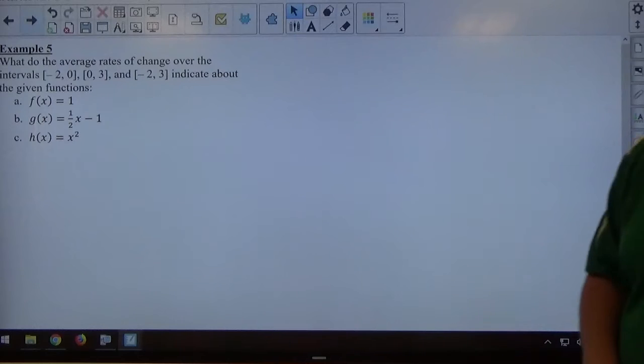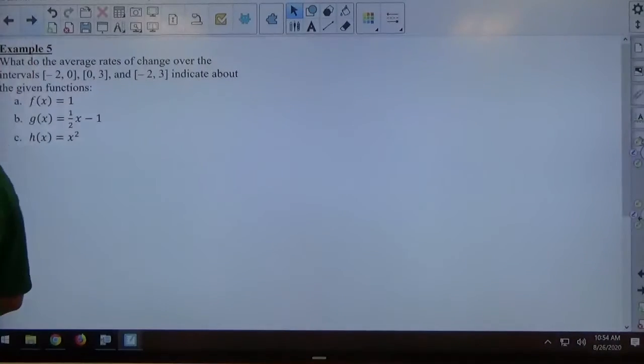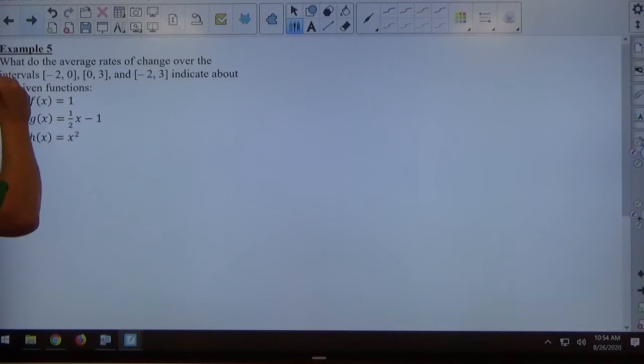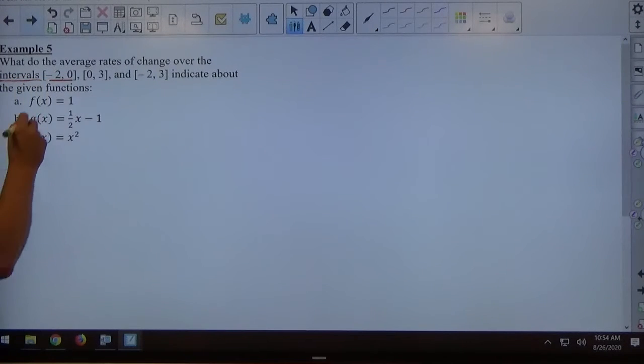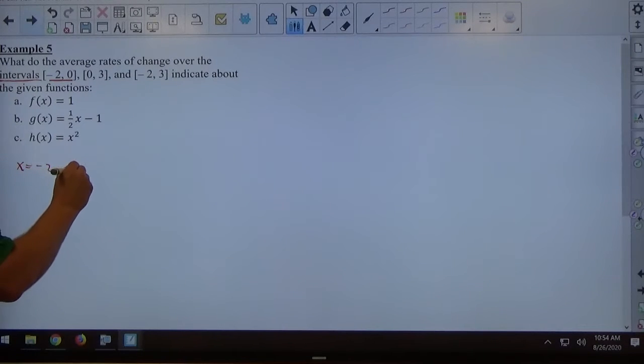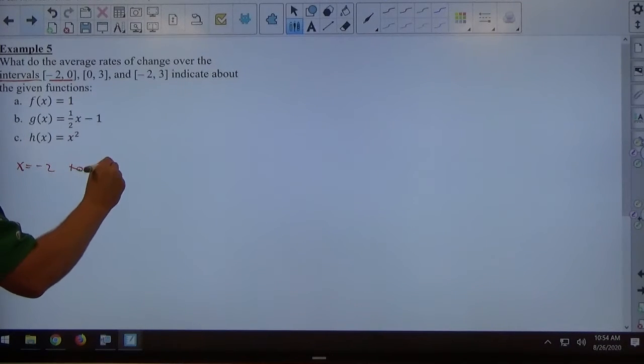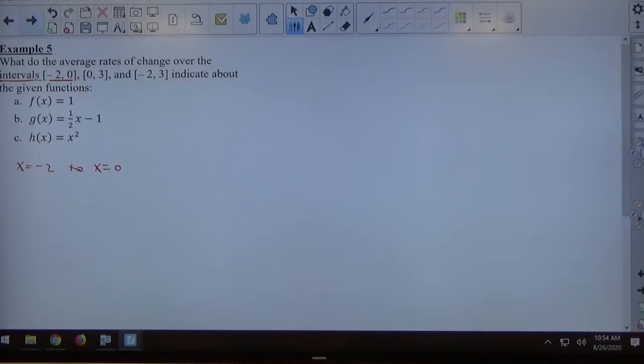Okay, example 5. What do the average rates of change over the intervals -2, 0, 0, 3, and -2, 3 indicate about the given function? So again, when it's talking about intervals, these are all x values, from -2 to 0. So I'm going to do this first one in red. So x equals -2 to x equals 0. That's what that interval means. Okay, the brackets mean we're including -2 and 0.